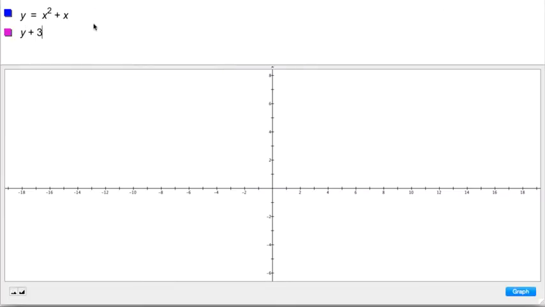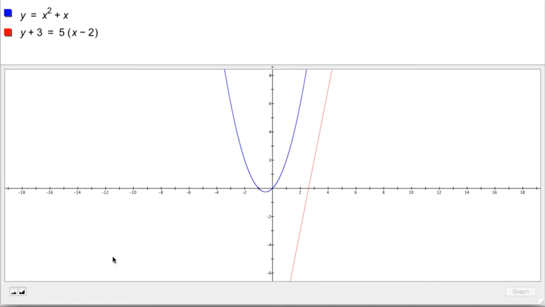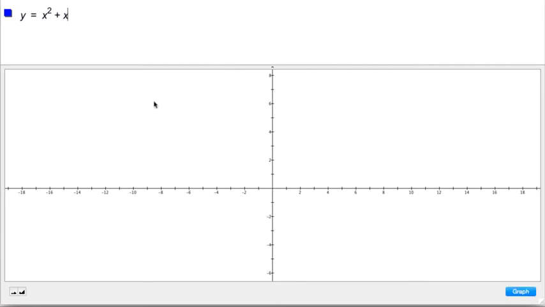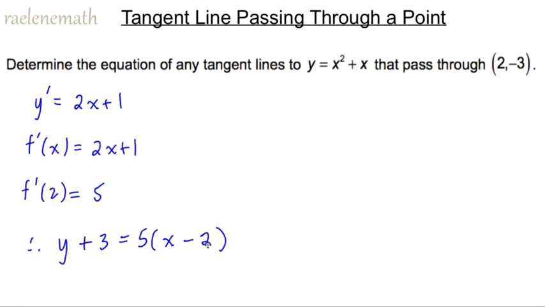Y minus negative 3 equals 5 times x minus 2 should be tangent to this curve, and it doesn't look tangent at all. It looks like it's missing the graph completely. And so we have to figure out what went wrong here. When we took the derivative, we're assuming that the x-coordinate that we're dealing with is the x-coordinate of the point of tangency. And that means that the point that we were given must lie on this curve.